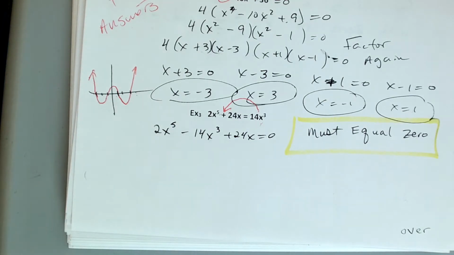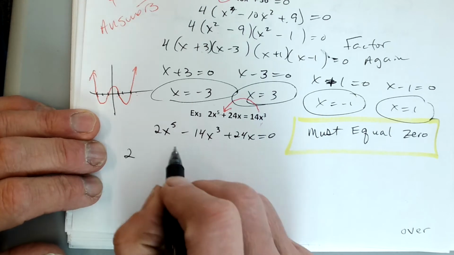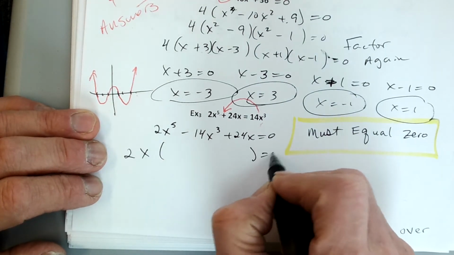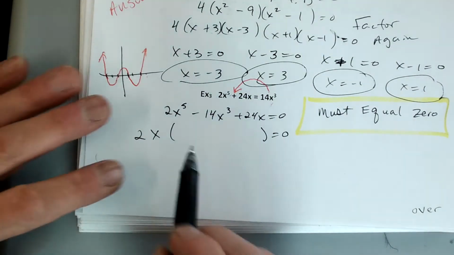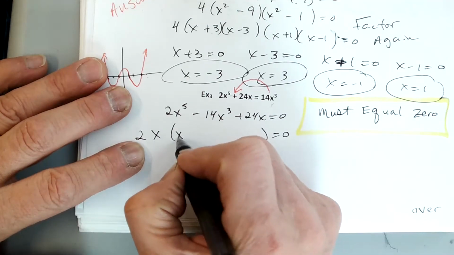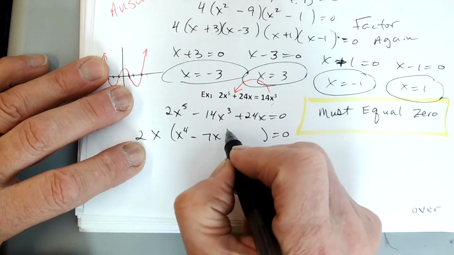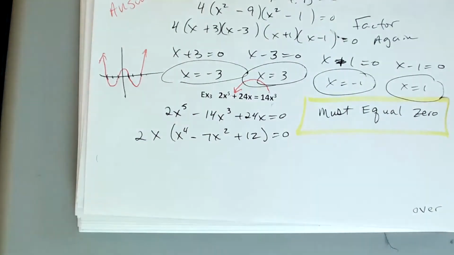All right, step 1. What can we do? Common factor if you can, right? Always common factor. And what I notice is that we can take out a common multiple of 2 and we can take out an x, right? All right, let's see if that's going to help. So if I take out a 2x, I'll be left with x to the 4th minus 7x squared plus 12, okay?